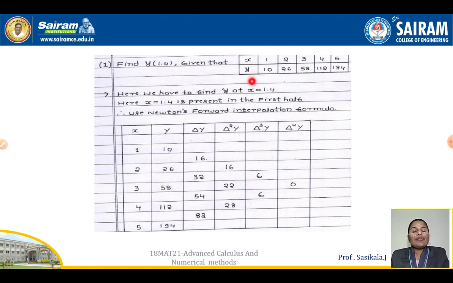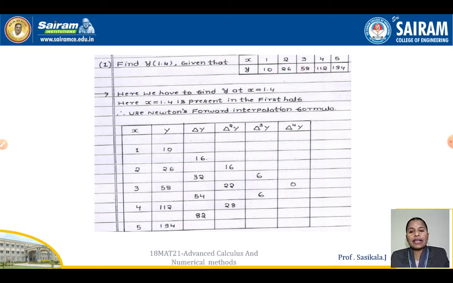Now first you have to check whether the x interval is equal. Yes, it is equal, so you are supposed to use Newton's forward or backward formula. The question asks us to find the value at 1.4, which is near to your x naught. When the value is near x naught, you preferably choose Newton's forward difference. If the value you are going to calculate is near xn, better to choose backward difference. So in this problem we should use Newton's forward difference.